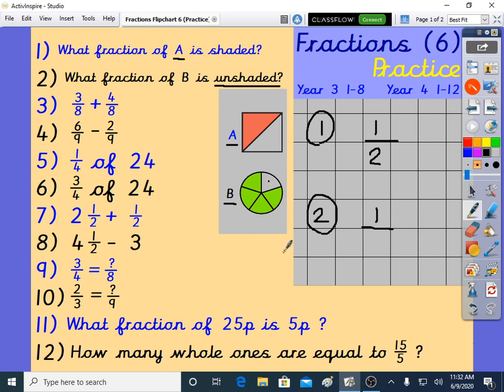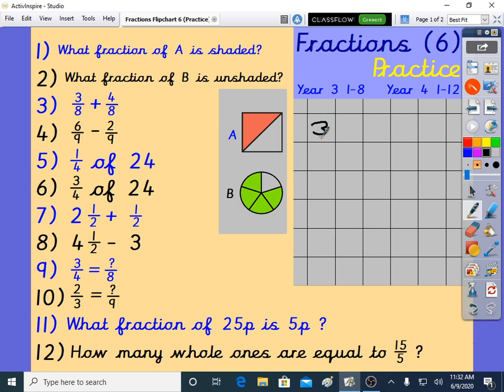Unshaded, not shaded. And we need to know how many parts there are altogether. 1, 2, 3, 4, 5 parts altogether. So what fraction of B is unshaded? It is 1 out of 5. It is 1/5. So that's our answer for question 2, 1/5. Pause if you need time to copy and we'll move on to question 3.